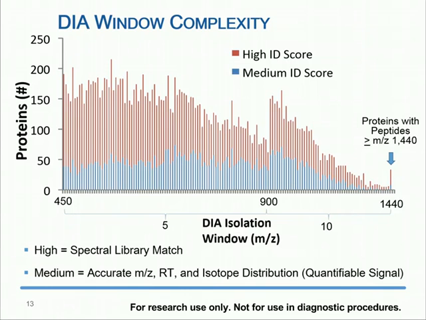And we've also then taken anything with peptides above mass to charge 1440 and placed that into one single category at the far right-hand side of the plot. And again, the high ID scores are spectral library matches. The medium ID scores are still quantifiable, but don't have the spectral library match present for every sample.